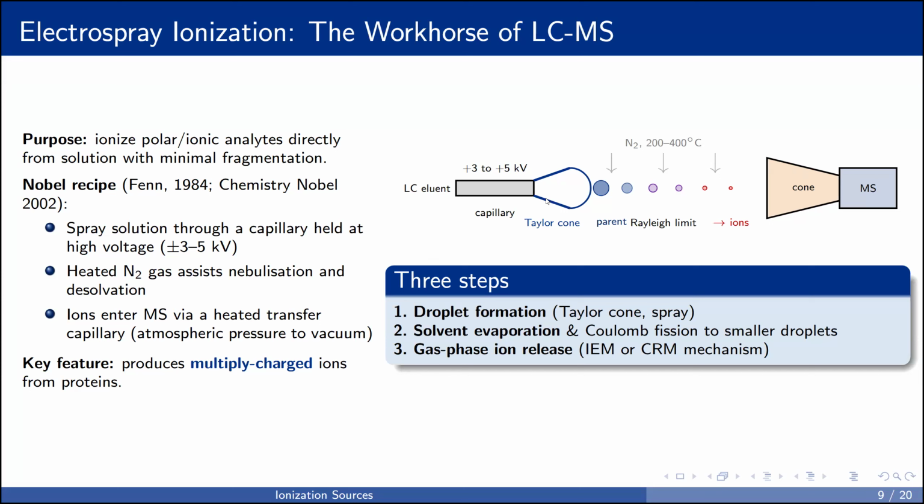The diagram shows the essential geometry. Capillary on the left, high voltage, spray emerging, droplets shrinking and fissioning, finally entering the MS through a sampling cone on the right, and the hot nitrogen drying gas flowing across to help evaporate the solvent. The Rayleigh limit and Coulomb fission.